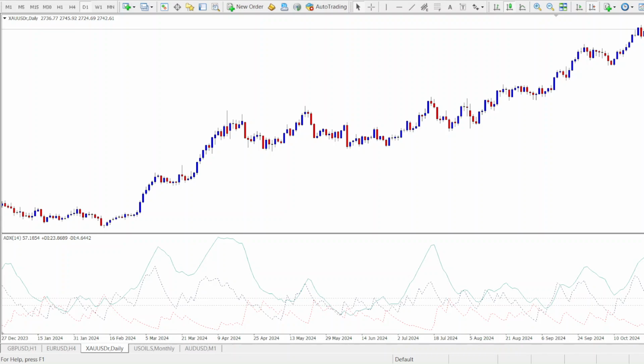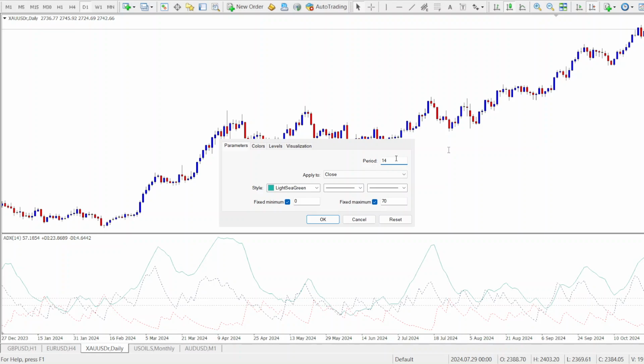Now you can decide to play around with the value of the period, depending on the kind of trader that you are. The default is 14, but if you want the indicator to react faster to price changes, then you can decide to modify this to lower values, perhaps 10, 7, 8, depending on if you are a scalper or a day trader. You can modify the period and experiment with a couple of figures to suit your trading style.